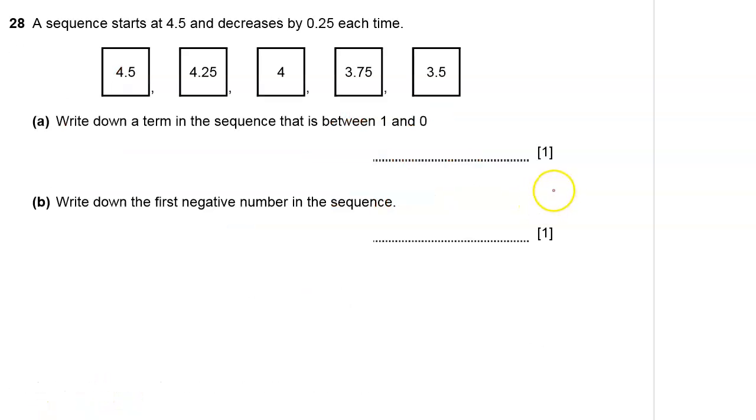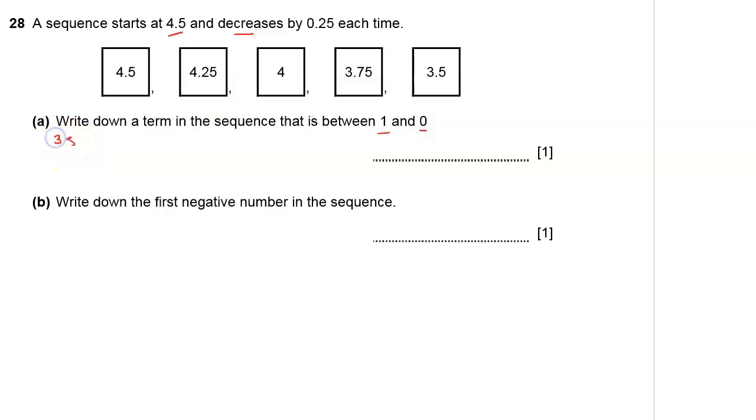Number 28. A sequence starts at 4.5 and decreases by 0.25 each time. So starting from 4.5, decreasing by 0.25 each time gives us the first 5 terms of the sequence. Part A. Write down a term in the sequence that is between 1 and 0. To do that, you continue the sequence.